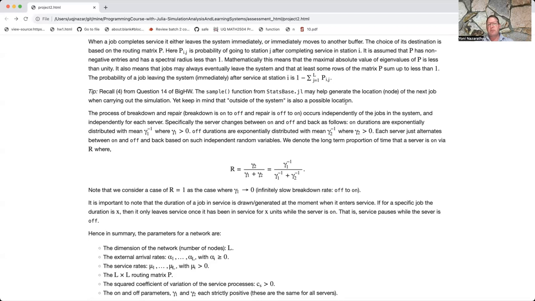So each row of the matrix P is almost a probability distribution. It's something a bit less than a probability distribution because the complement of the row is the probability of actually leaving the system. You'll see examples in a second. When you draw from the row of this matrix P, I mean you want to sample where your job goes next, you can use the sample function from StatsBase. For example, that was in one of the questions in the Big Homework.